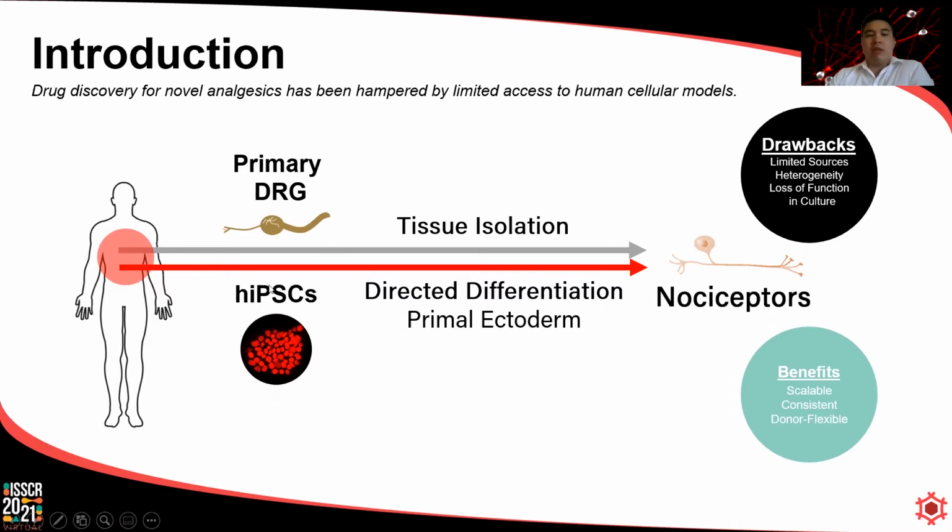With human iPSCs, you can also derive these from donors, perform directed differentiation, and make these nociceptors, and this gives you the benefits of being fully scalable. You get consistency with large batches, and it works on multiple different donors, so you get a genetic background as well too.